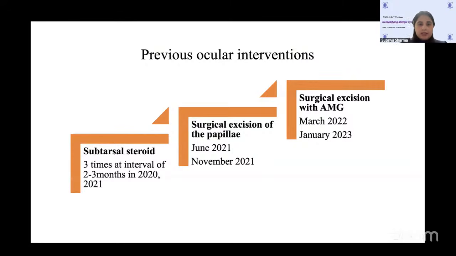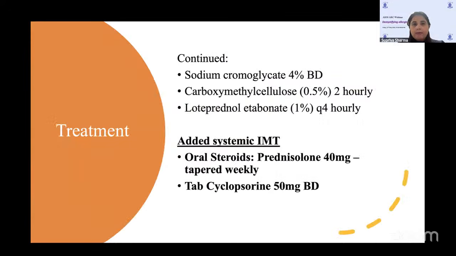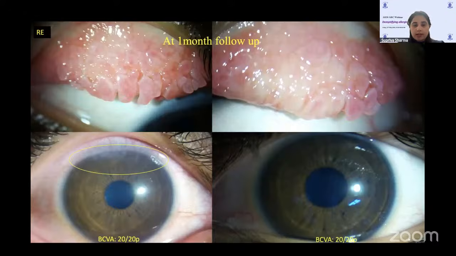He had a very interesting surgical history. The patient had undergone several subtarsal steroid injections, and excision alone as well as in combination with amniotic membrane grafting. So I thought of adding oral steroids first along with cyclosporin. Gradually, the steroids were tapered off and cyclosporin was continued. With the systemic immunosuppression therapy, the congestion reduced in both eyes, but the size of the giant papillae remained the same.